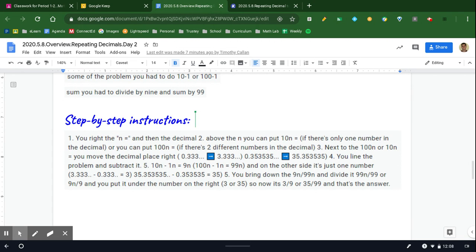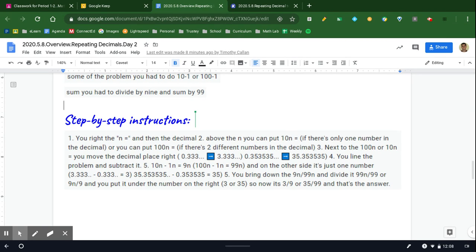Step 3, next to the 100N or the 10N, you move the decimal place to the right however many times. So if it's 1 repeating decimal, they put an example of 3.3 repeated. If there's 2 repeating decimals, they put an example of 35.3535 repeated. Step 4, you line the problem up and subtract it.